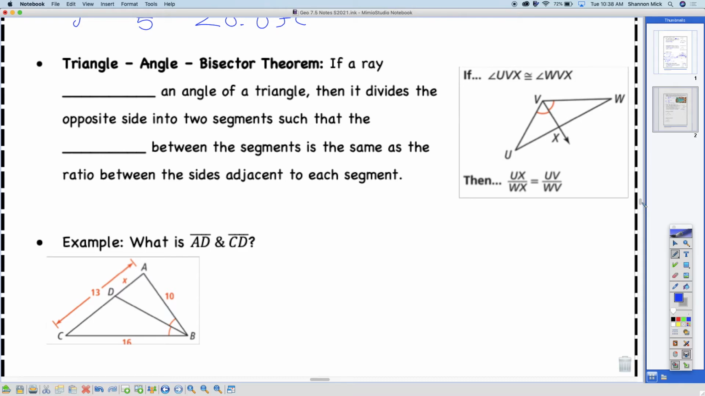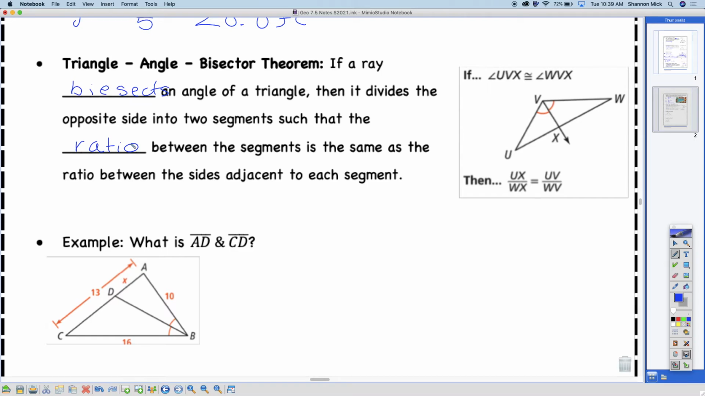So it says, let's see, yours should say. Bisects. Good job. Bisects: if any ray bisects an angle of a triangle, then it divides the opposite side into two segments such that the ratio between the segments is the same as the ratio between the sides of the adjacent segments.